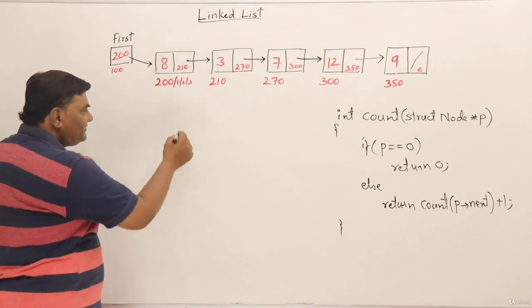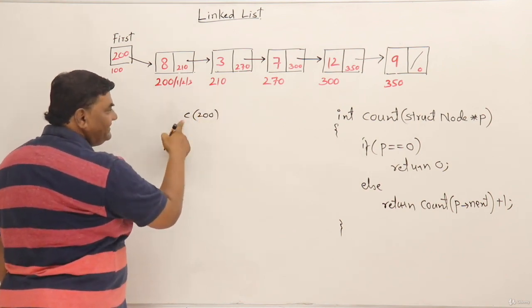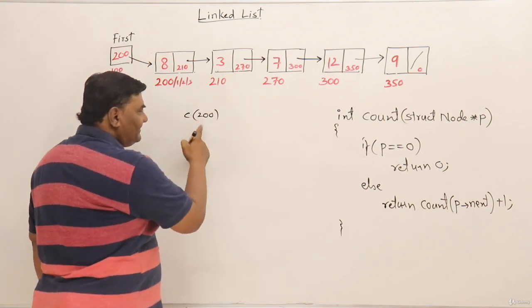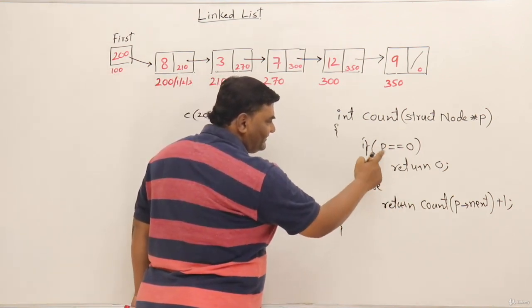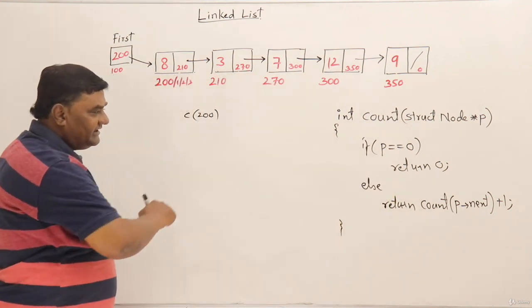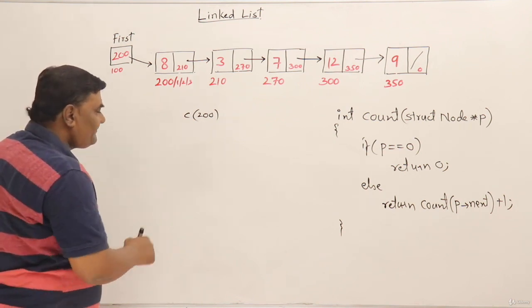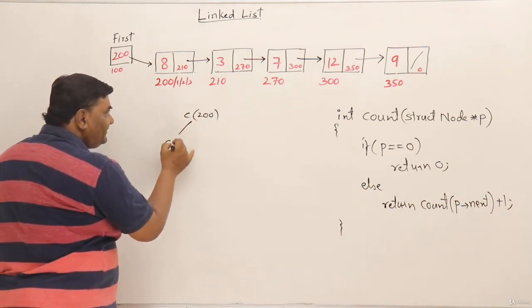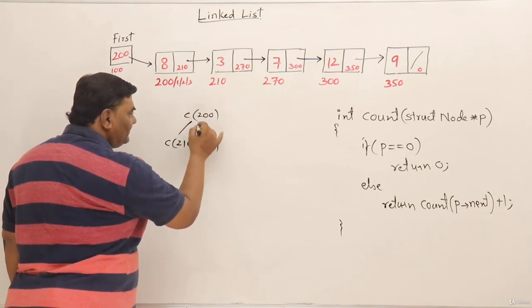When we call this function for the first node, that is 200, I'm writing C for count. Then what it does, this is not null, so it will always go into the else part. So for almost all the nodes, it will be in the else part only. So I will simply write down the steps one by one. So call itself for the next node, that is 210, and add 1.